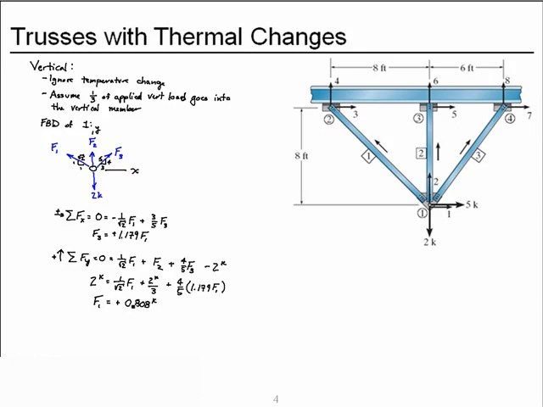Now if I take this quantity, plug it back into here, the force in member 3 is 1.179 times the positive 0.808 kips, and the force in member 3 we get to be 0.953 kips.